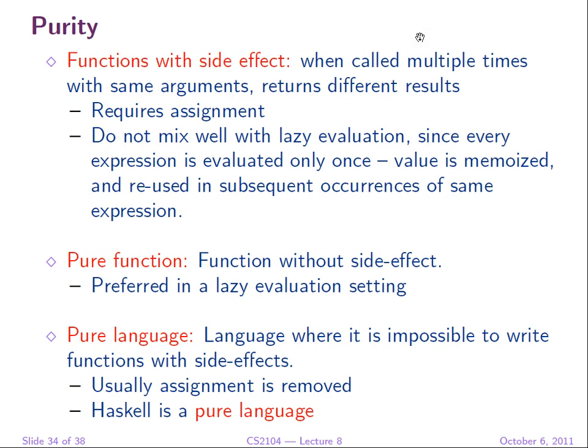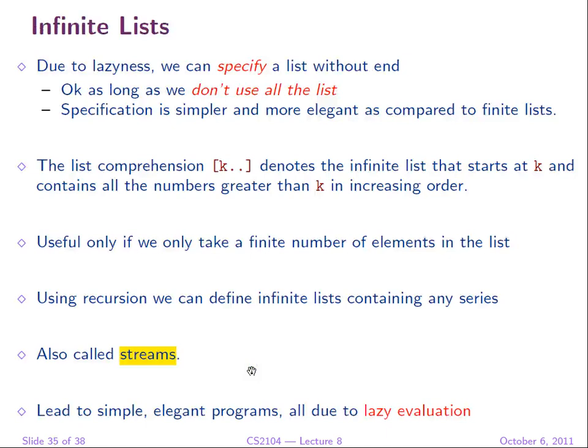So, purity is a concept related to side effects. If we have side effects, we're impure. If we don't have side effects, we are pure. Haskell is the only pure language that I know of, right? Assignment is removed. Haskell becomes a pure language. And a pure language can have lazy evaluation as a mainstream concept. Many other languages have lazy evaluation as a side concept. You can bring a library that uses lazy evaluation, but you can't have it as a mainstream feature. Okay. So remember, pure versus impure.